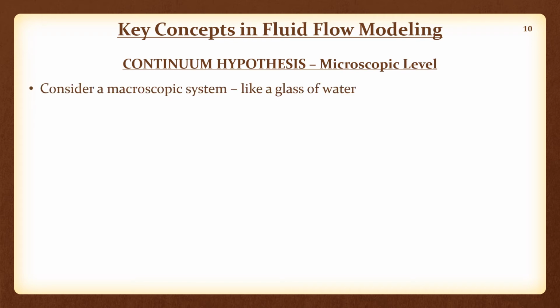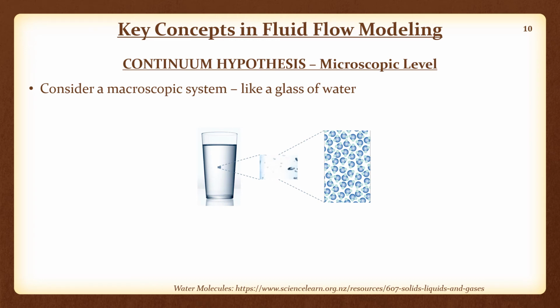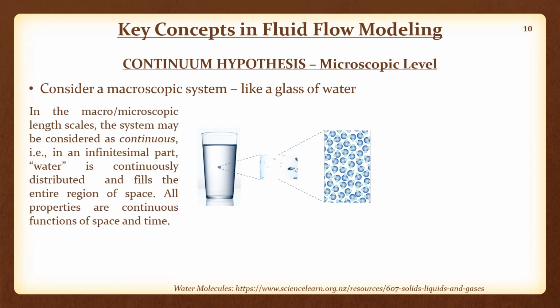Consider a macroscopic system like a glass of water. Now, if you look at the glass of water at macro or microscopic length scales, not a molecular length scale, the system may be considered as continuous. In other words, if you were to consider an infinitesimal part of that system, water, H2O, is continuously distributed and fills the entire region of space. The entire region of space in that infinitesimal volume is occupied only by H2O and there is nothing else. You don't have to consider anything other than H2O, right?